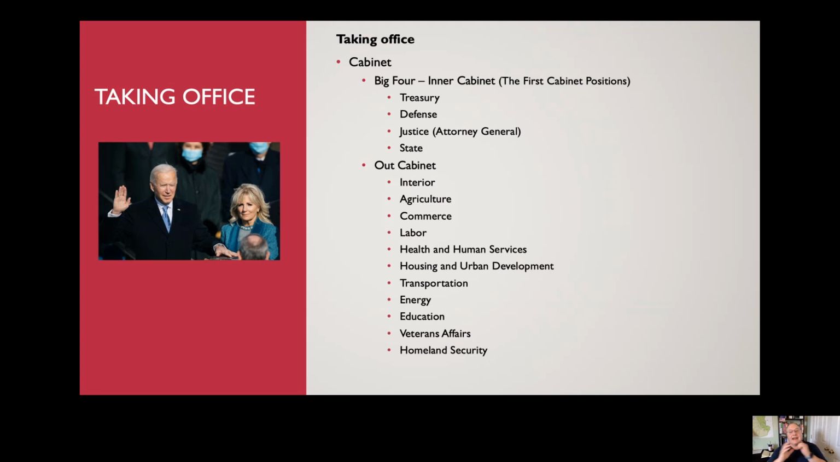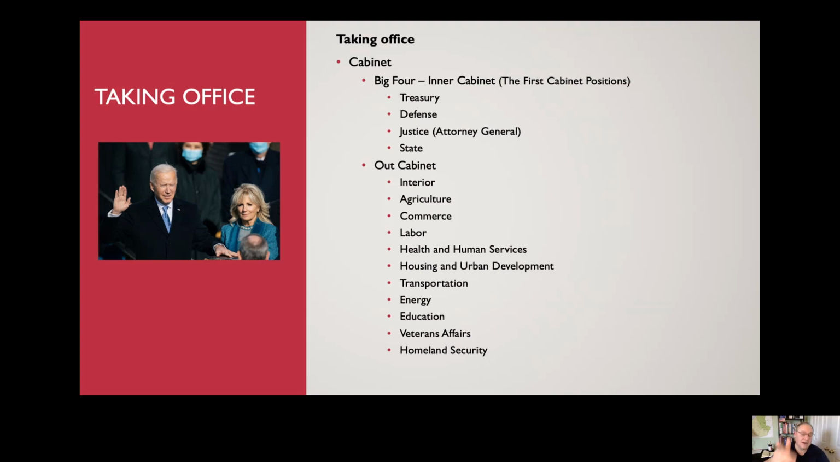So let's talk a little bit about that actual cabinet. The first precedent that George Washington created was in establishing that original cabinet of advisors. And what we call those first 4 positions that George Washington created are the inner cabinet. These are the most important of the cabinet positions. They've been there the longest and are still to this day the most important of the cabinet departments.